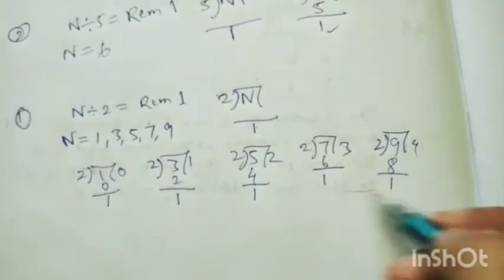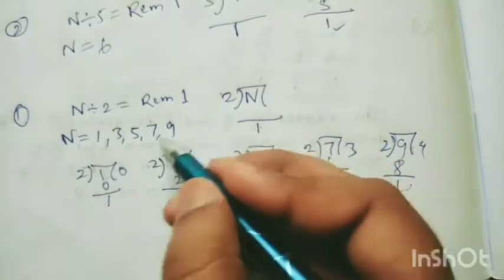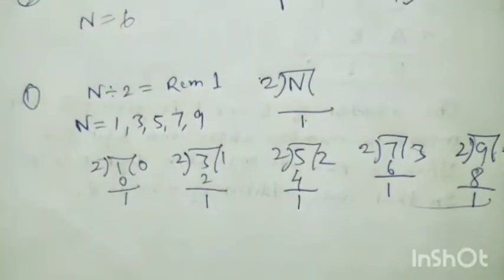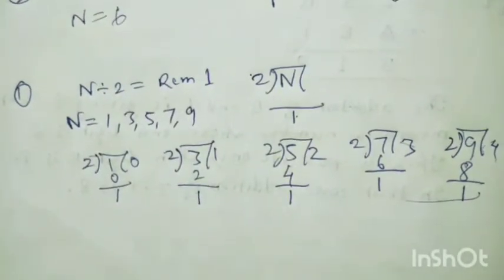So in all these cases the remainder 1 is coming. So these are the possible values of n. Understood? Very interesting problems, right?